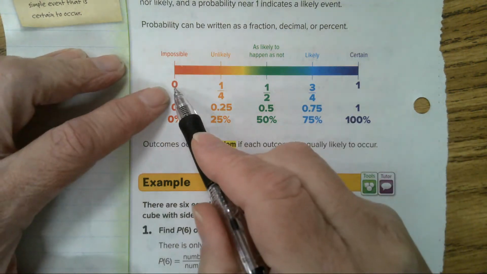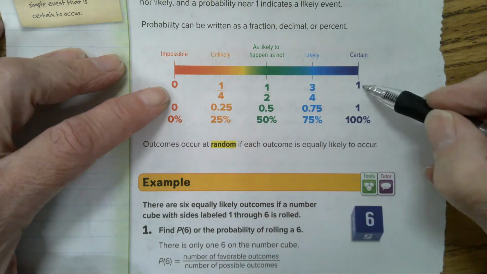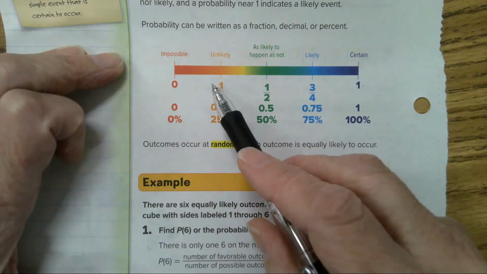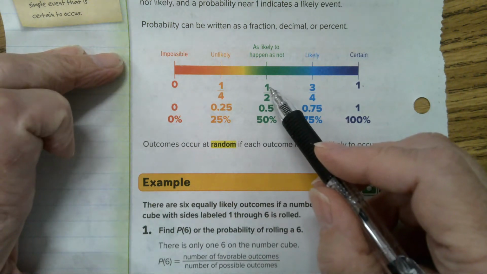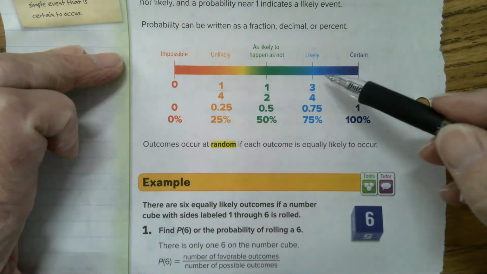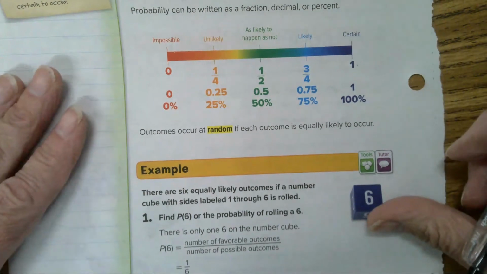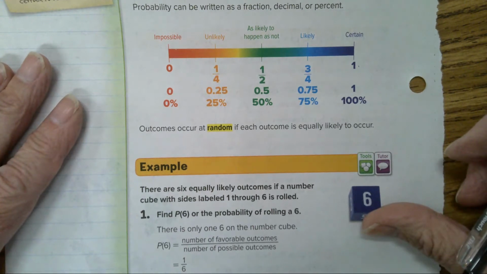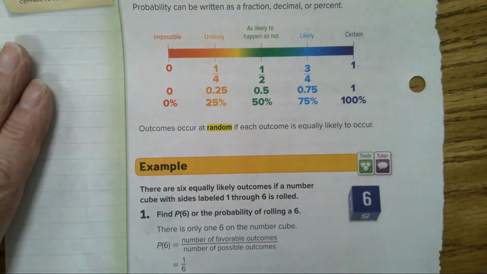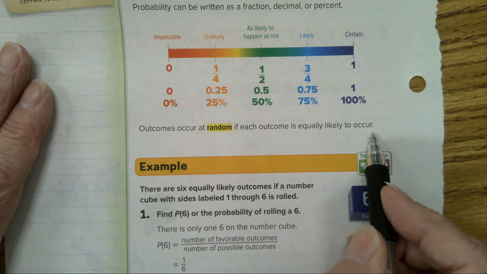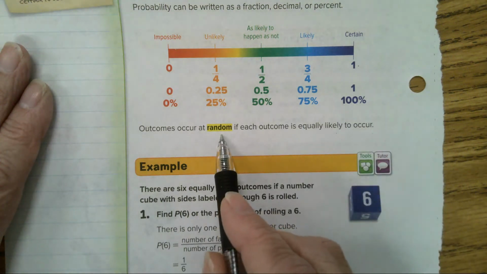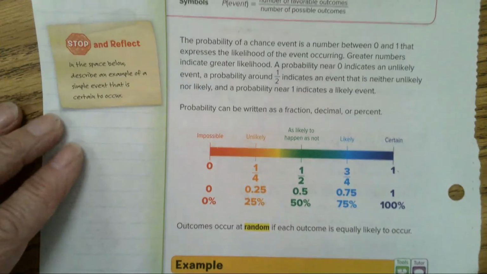So see this chart? It's sort of a nice chart. I like the colors. Here, it's impossible. Here, it means it definitely will happen. 1/4 is unlikely. 1/2, it's a 50-50. It can go either way. 3/4 is likely. All right? It says, outcomes occur at random if each outcome is equally likely to occur. Then it's random. Okay? It says, stop and reflect.